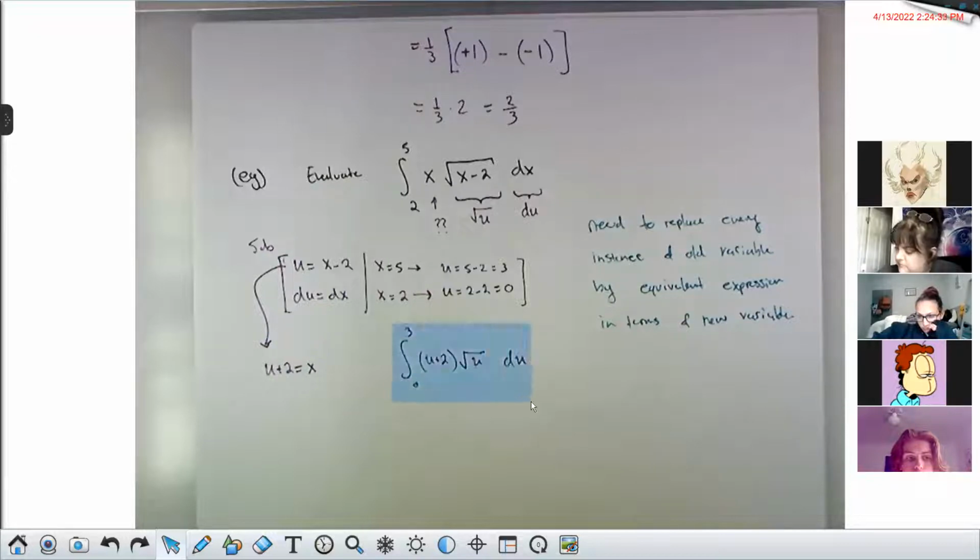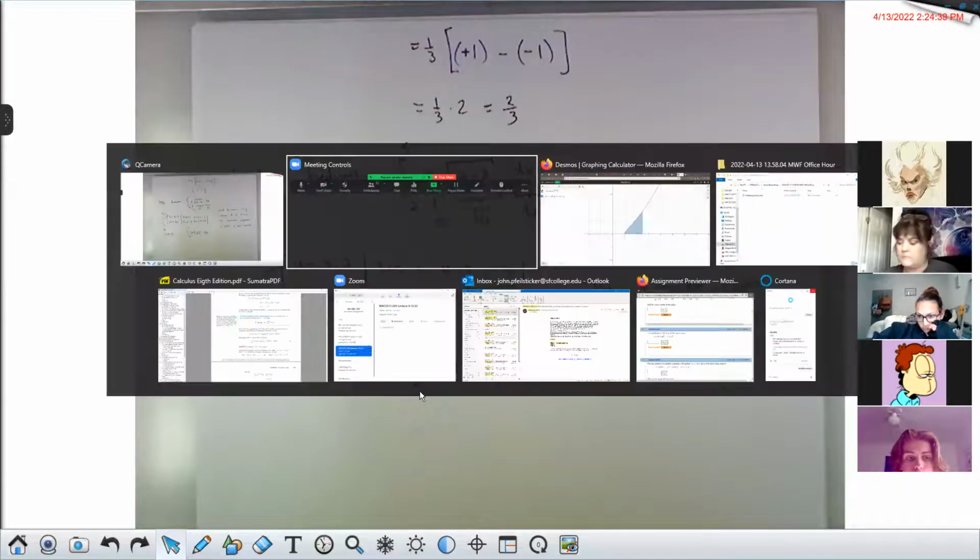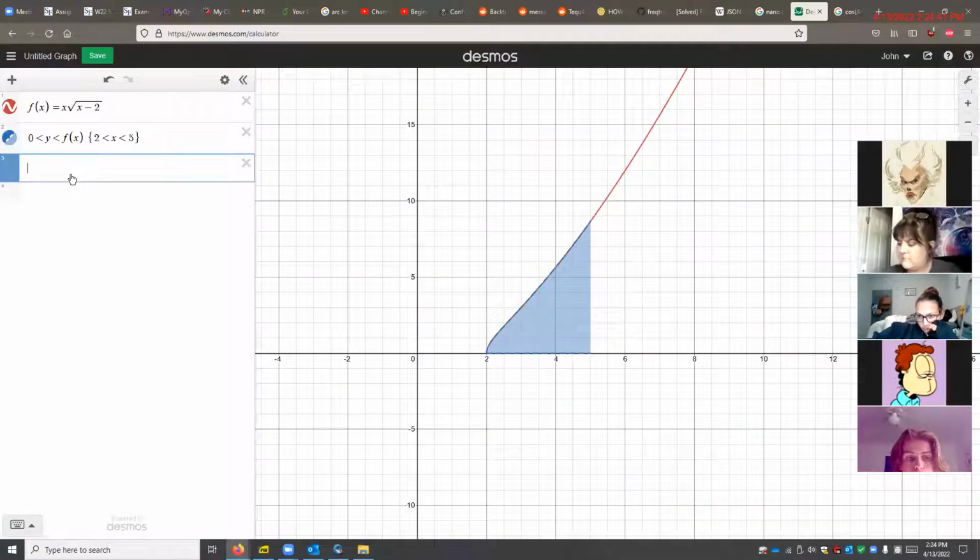So now what I'd like to do is to look at this guy, but pretend that we didn't change the bounds. Let's say, I'll just write y equals.